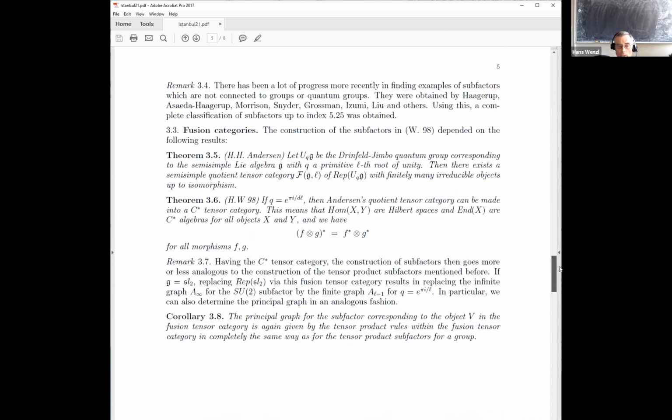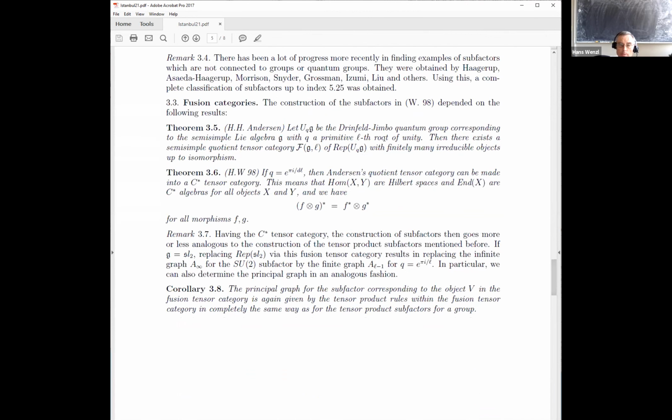All right, and so essentially a big part was already done by Anderson, and then the only thing which was left to do, which actually turned out to be less trivial than it might appear, is that this category as constructed didn't have any C star structure. And one can then show with some effort that one can supply this with a C star structure and can make it into a C star tensor category. A C star tensor category just means that the homomorphisms are Hilbert spaces and that the endomorphisms of an object representation are C-star algebras.